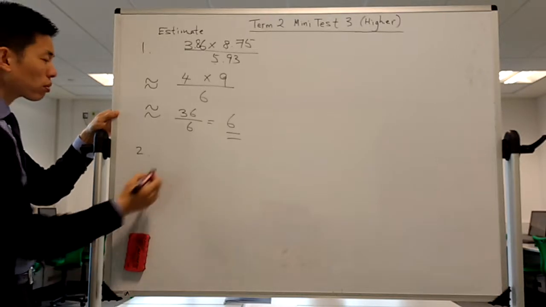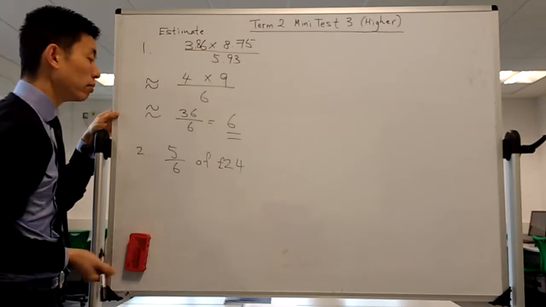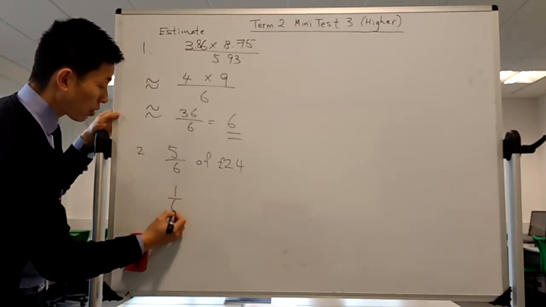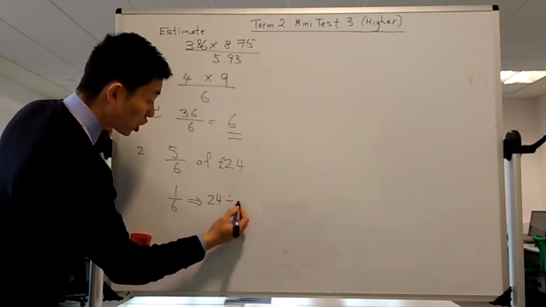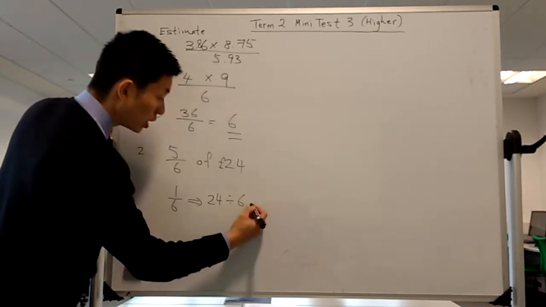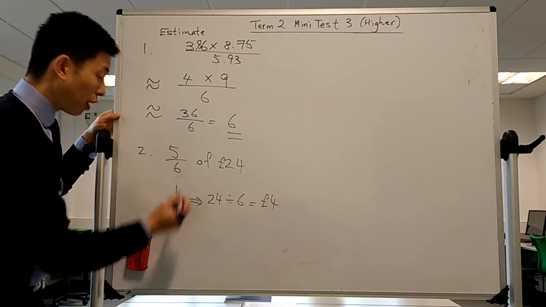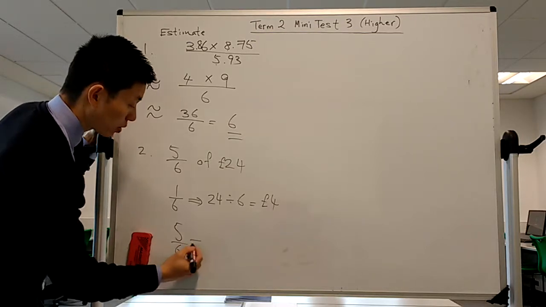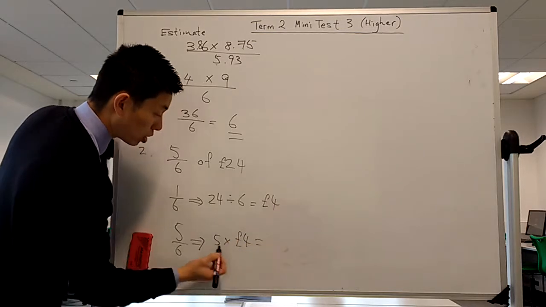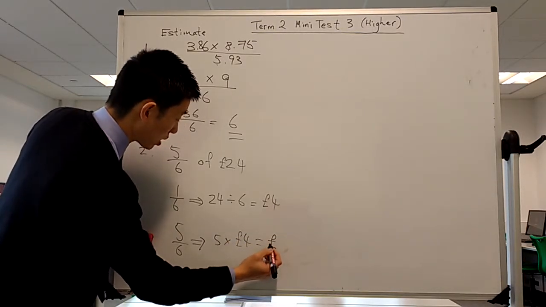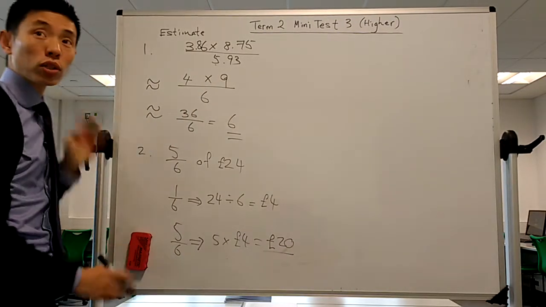Question 2. Calculate 5/6 of 24 pounds. Okay. So first, find what 1/6 is. So 1/6 is equivalent to 24 shared between 6 people, and each part is worth 4 pounds. So that's 1/6. I want 5/6, that means I want 5 lots of the 1/6, which is worth 4 pounds, and so therefore altogether 5/6 is worth 20 pounds. That's it.